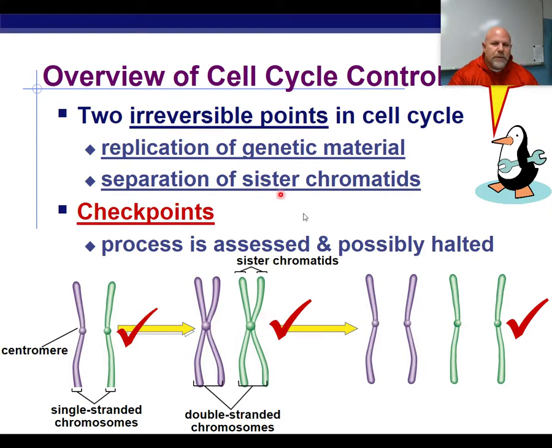There are two in the cell cycle process. There are two kind of irreversible points. One is when we replicate our genetic material, and the other one is when those sister chromatids separate, and those are both checkpoints, which we'll talk about in a minute. So the process of replication and the process of separating, those are kind of irreversible points of this process.